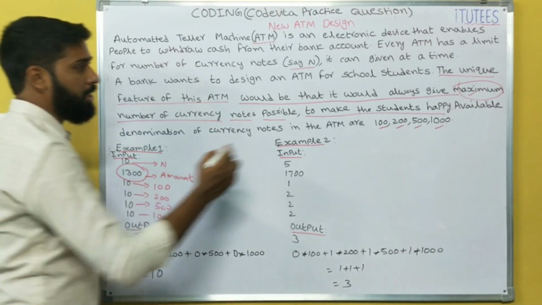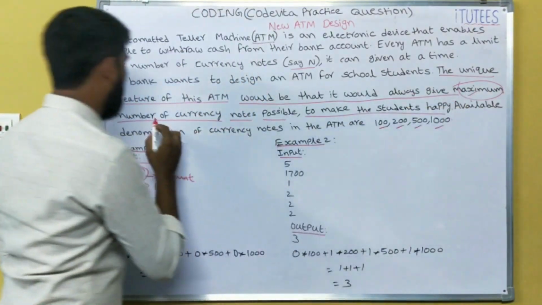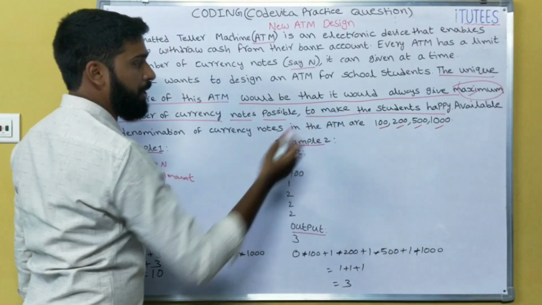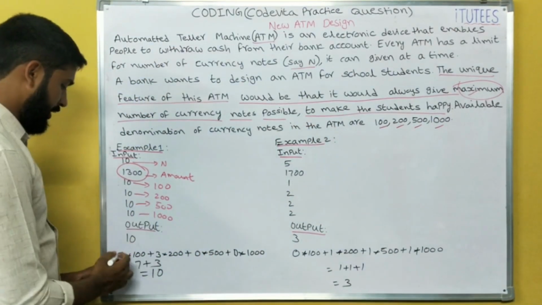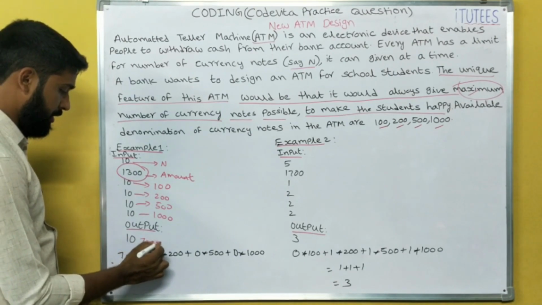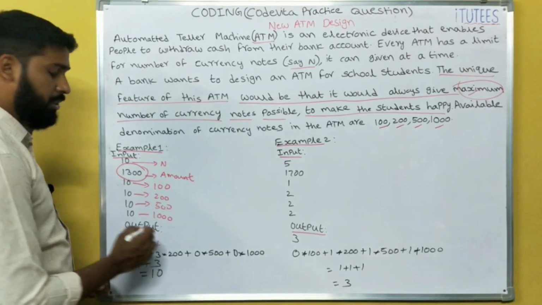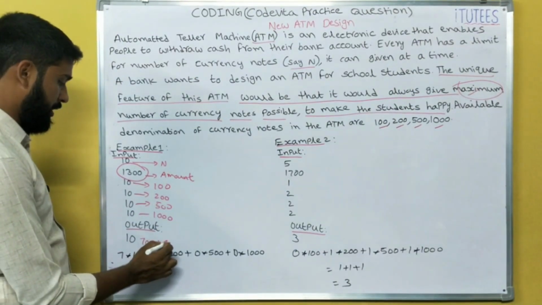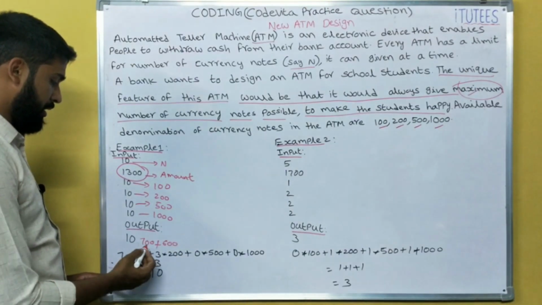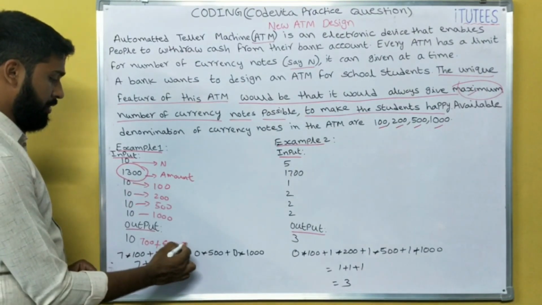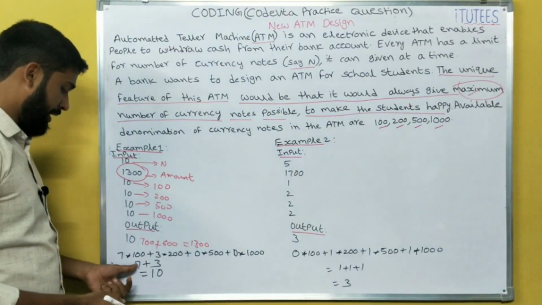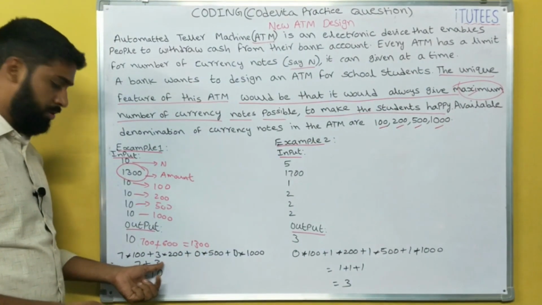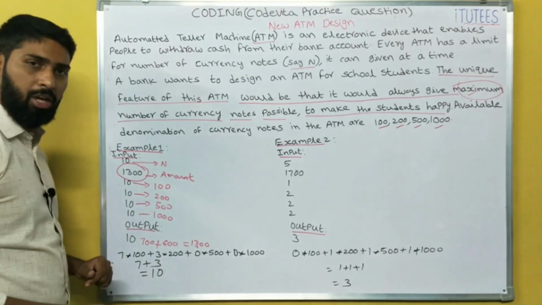So what is the condition here? Give the maximum number of currency notes possible to make the students happy. If you observe, 7 into 100 means 700, plus 3 into 200 means 600. So 700 and 600 equals 1300. What is the maximum number of notes? 7 notes of 100, 3 notes of 200, 7 plus 3 is 10. So 10 is the output.